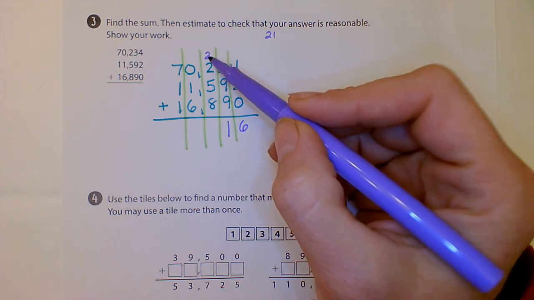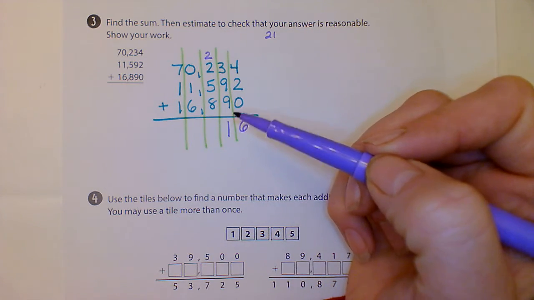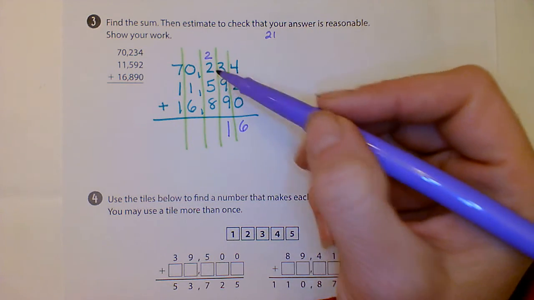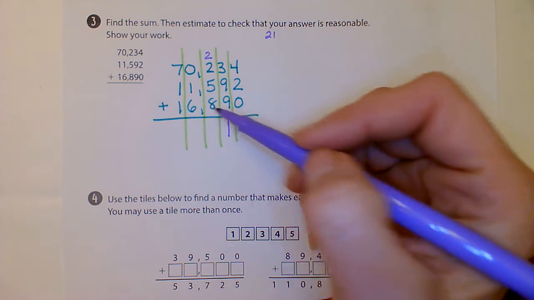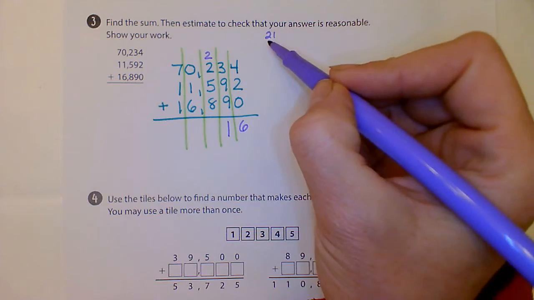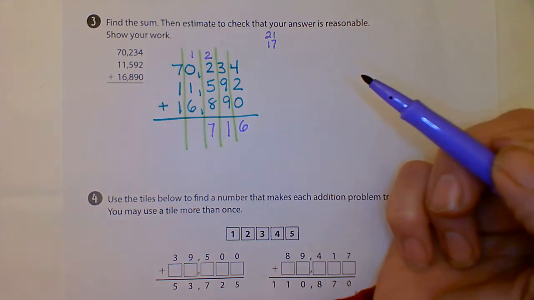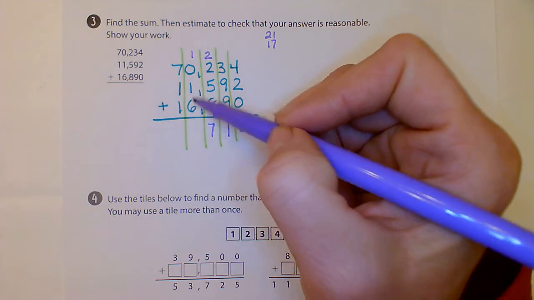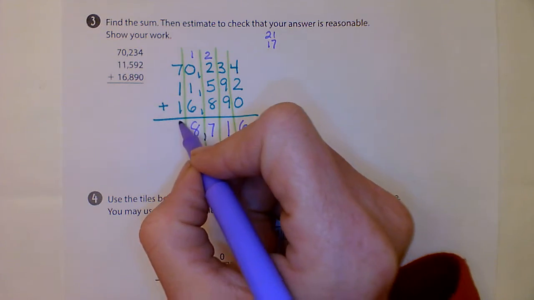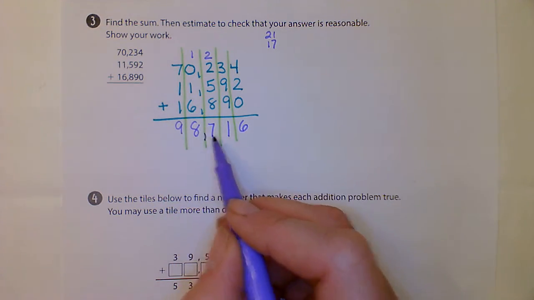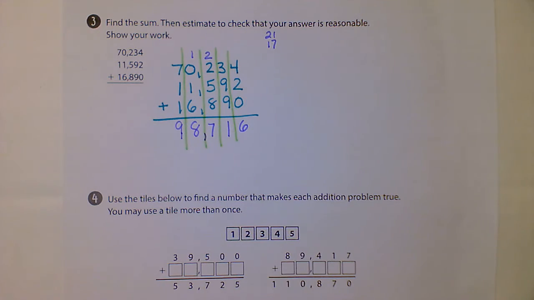And now I have to add 2 plus 2 plus 5 plus 8. And what I know is that 2 and 8 is 10, and 2 and 5 is 7, so that gives me 17. But you can do it however you want to do it. So again, I can't write 17 together in there. I'm going to write the 1 up there and the 7 down there. 1 plus 1 plus 6 is 8, and 7 plus 1 plus 1 is 9, and I get 98,716. That's a pretty big number.